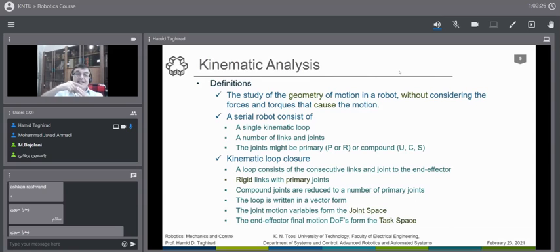We can have a consecutive order of vectors in one link of this loop and one direct vector that gives us the position and orientation of the end effector. And this is kinematics. If you write this loop closure in two forms, it gives you the relation between what is happening in the joints and how we can get there.